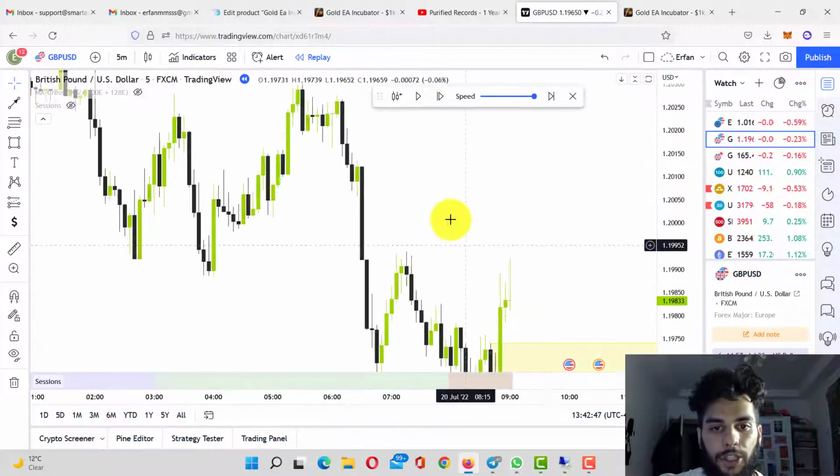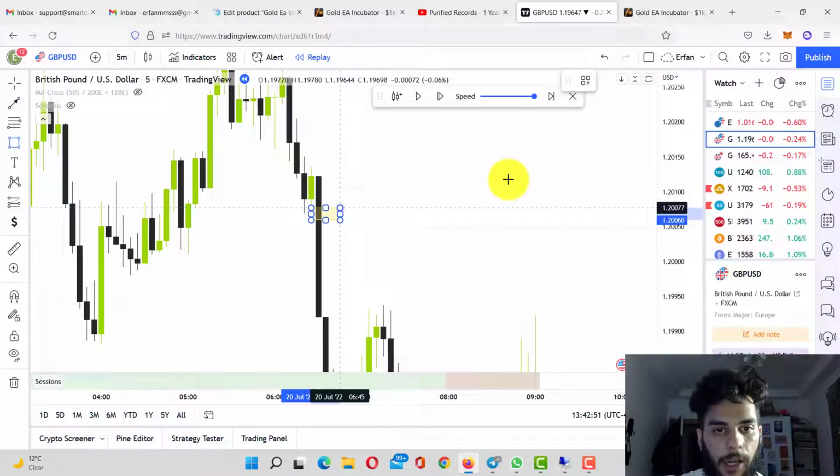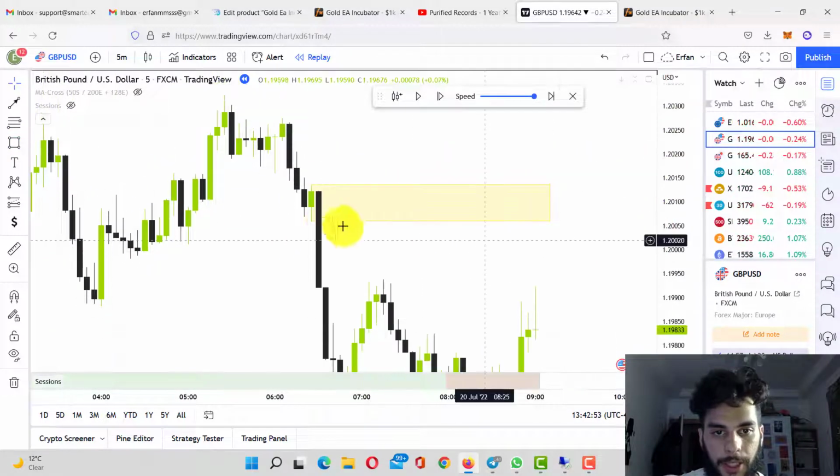If you pay attention to this area, you'll also notice that we have this high probability supply zone right here. Can you see that guys?